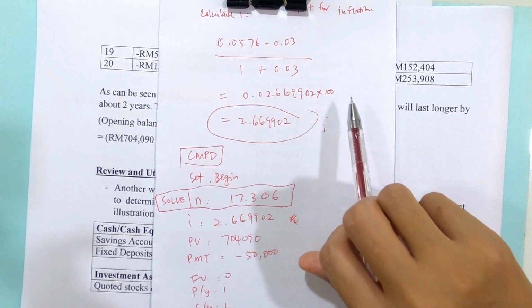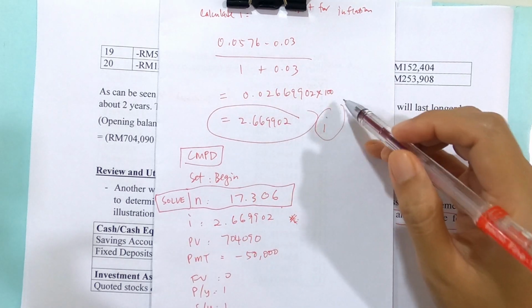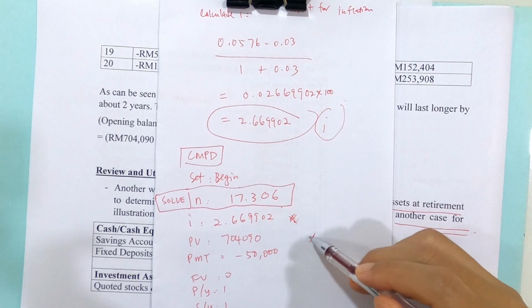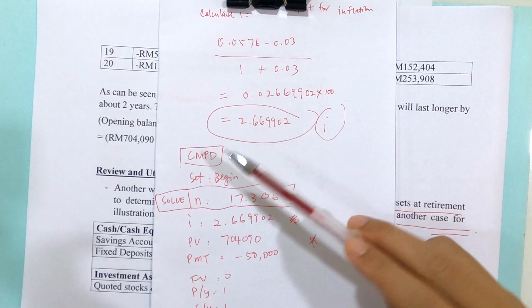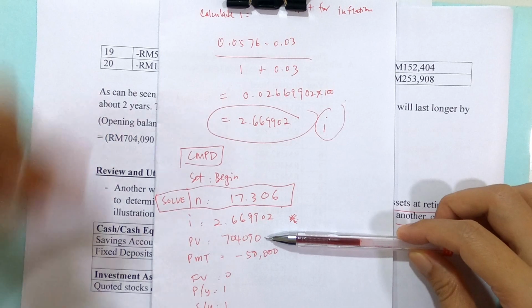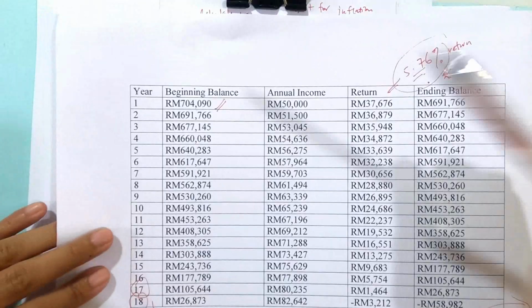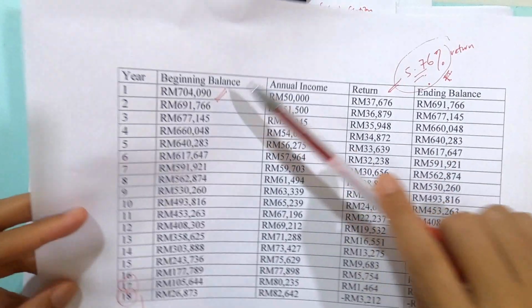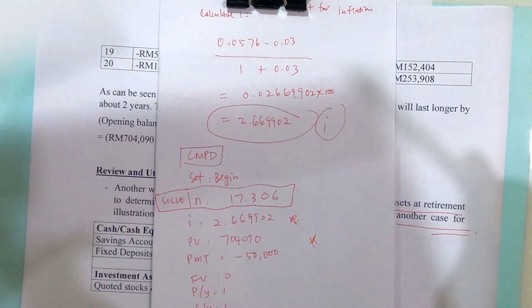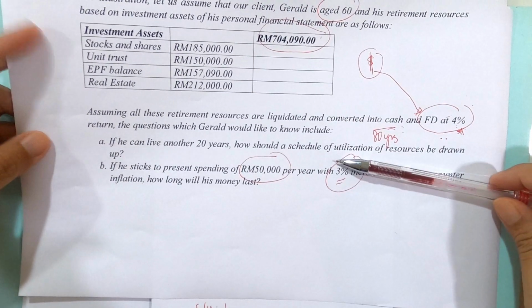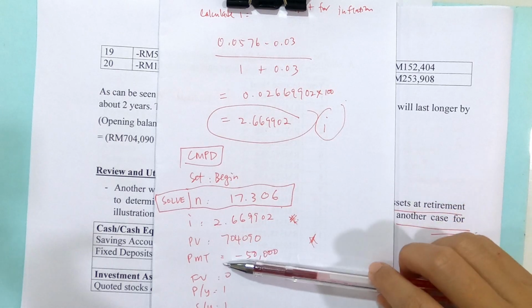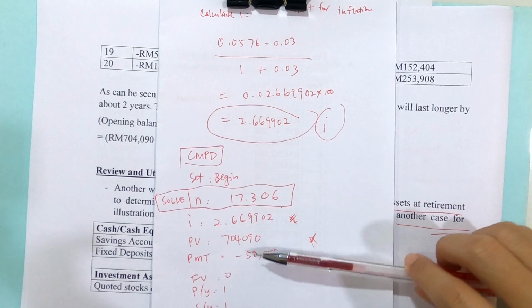So you will get this figure times 100. Now the new I is 2.669902. You fill up the information in the financial calculator using CMPD. As usual, the PV is 704090. As in this table, you can see the beginning balance is 704090. That is based on the investment asset of the client at the beginning of the question that we already discussed before. Then you can set the payment of negative 50,000.